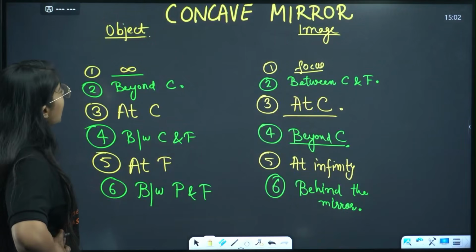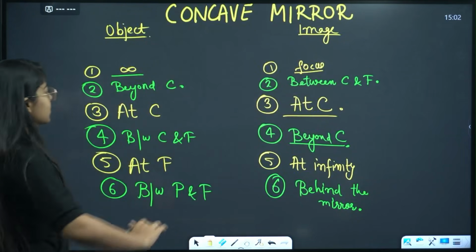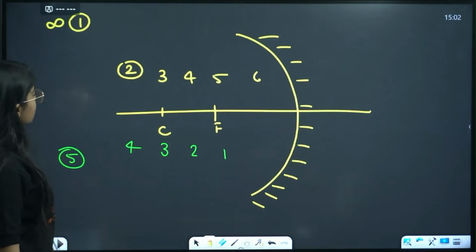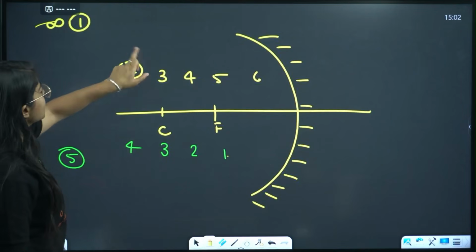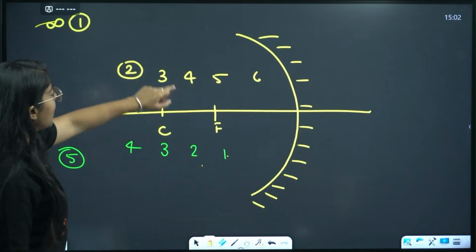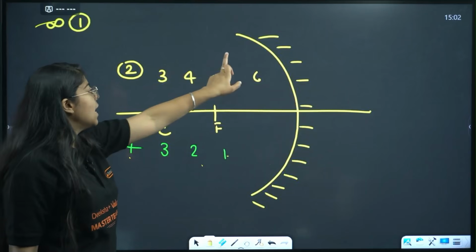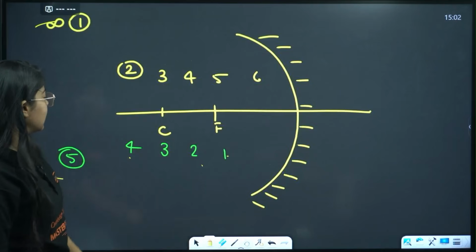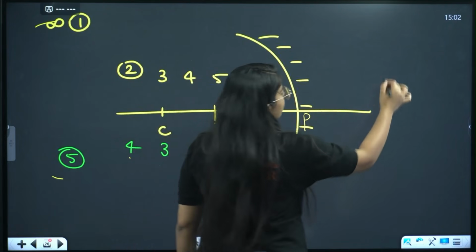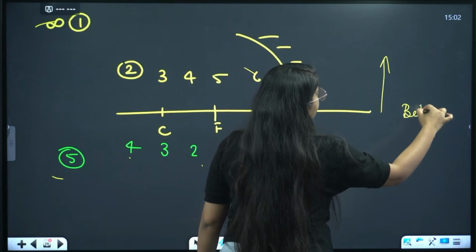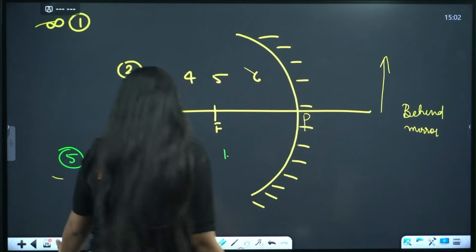Okay. Next, concave mirror. Now object and image distances, we have 6 cases. Object is at infinity, the image will be at focus. Beyond C, image will be between C and F. At C, image will be at C. Object between C and F, image will be beyond C. Object at focus, image will be at infinity. Object between focus and pole, the image will be behind the mirror. Done. Let's see how to make these diagrams.